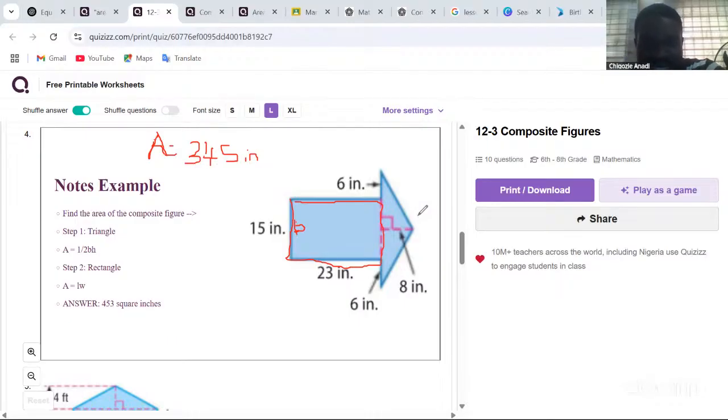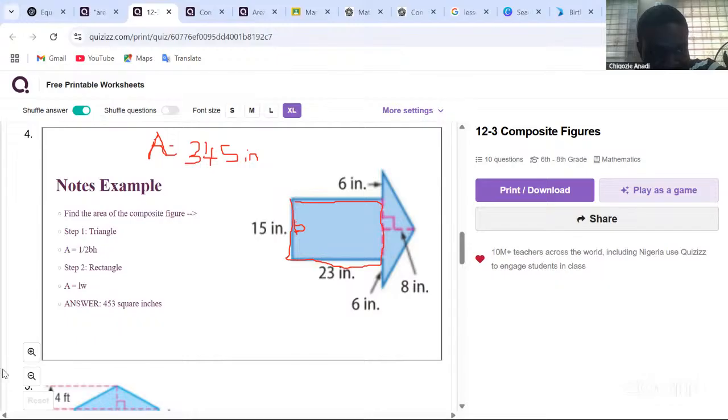Now, can you tell me what the base is and what the height is? The base of it is 8 inches. No, sorry, it isn't. Are you sure about that? No. What is the base in this triangle? If you were to draw the triangle again... 27. How did you get 27?